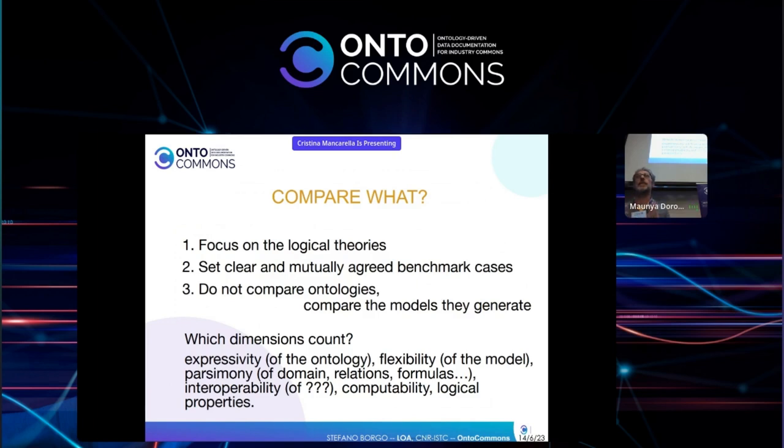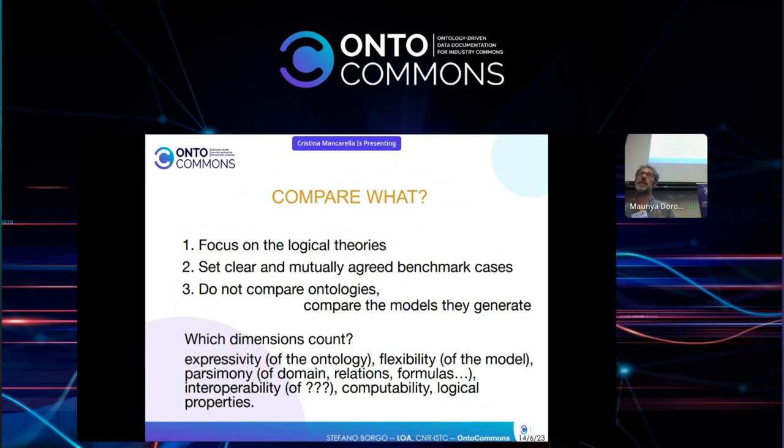So the models that you somehow are producing taking that perspective. And on the models, we can say a lot, because those are formal models that have to be able to deal with the data. And the data is what we care about at the end. So in doing the comparison, you have to say, what can I actually measure with that? You can do several things: the expressivity of the ontology, the flexibility of the model, the parsimony, and here, of course, it's a complicated issue. It can be the domain, the relations, the formulas, or a combination of them.